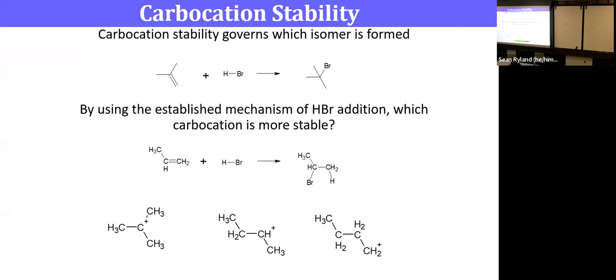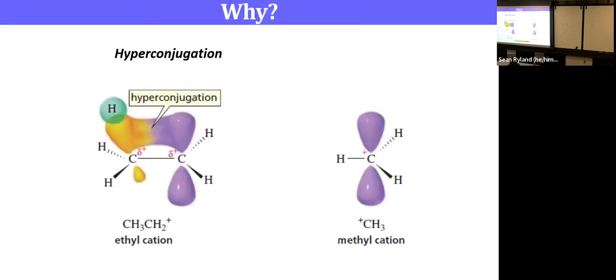Just as a recap, which of the structures at the bottom is going to be the most stable out of these three possibilities? Tertiary carbocation, more stable. And secondary in the middle, more stable than primary. And this is a familiar slide. If you wouldn't have remembered this term, this is how we explain why that is the case, right?